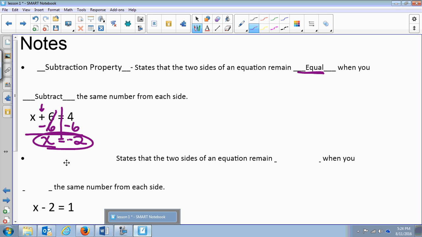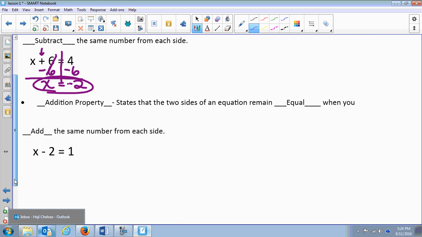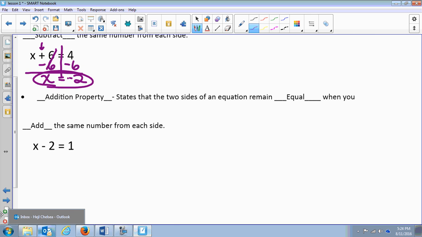The next property is the addition property. The addition property states that the two sides of an equation remain equal when you add the same number to each side. So, in this example, we're going to see that I have subtraction in the problem. The opposite of subtraction is addition. Since I'm going to be using addition, I'm going to use the addition property. So, to keep it the same, I need to add the same number to both sides.